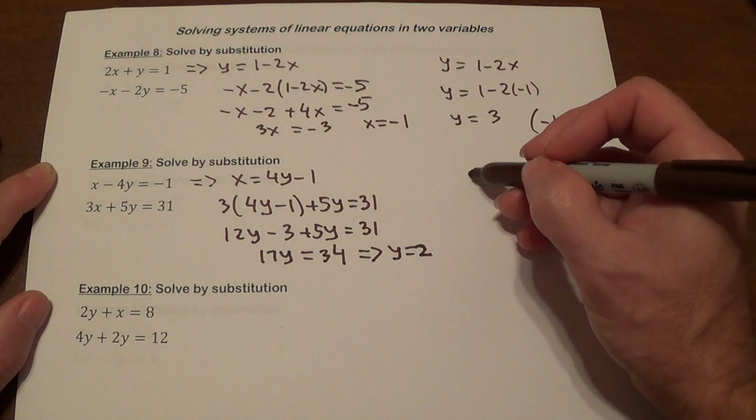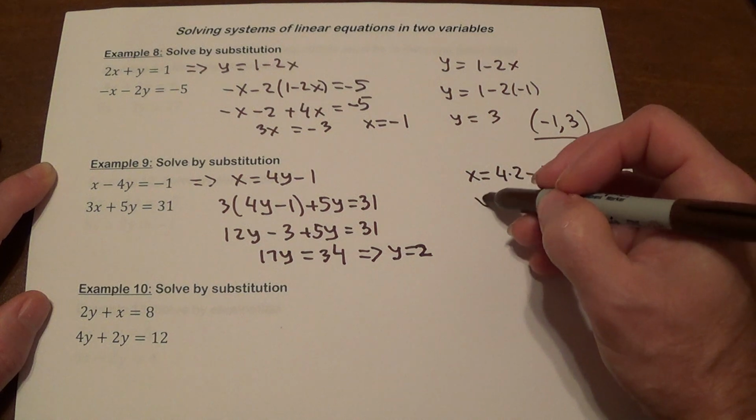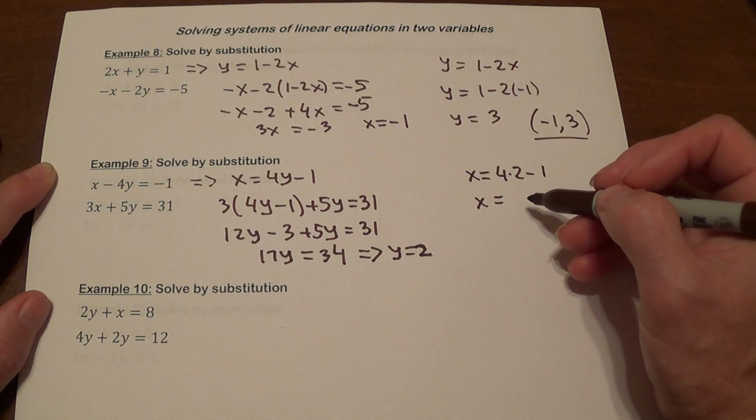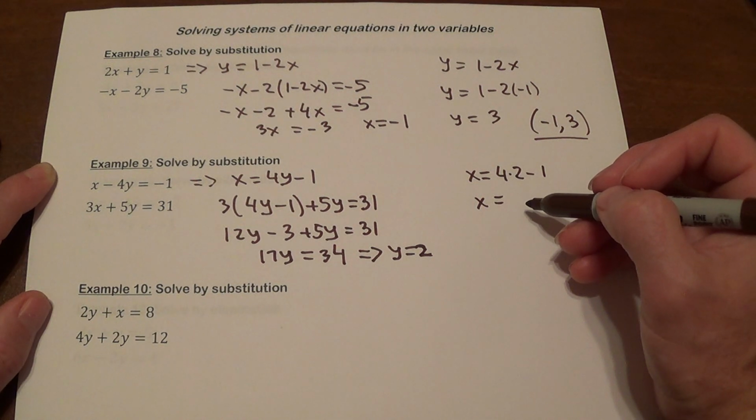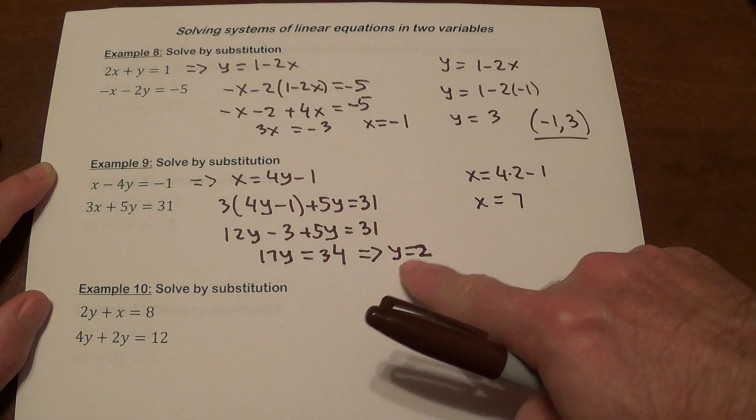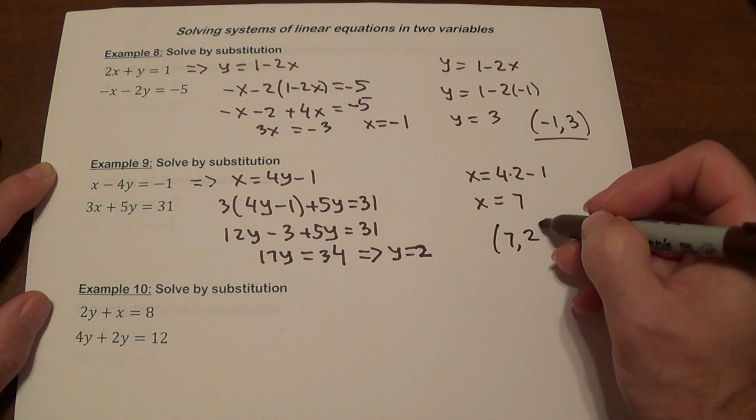Now we take this value, x equals 4 times 2 minus 1, x equals 8 minus 1, which will give us a value of 7, right? So remember, we found y first, x second, we're still putting x first, so it's 7, 2.